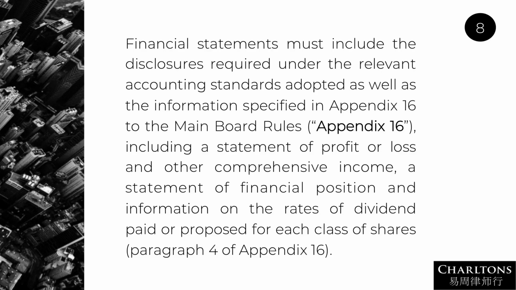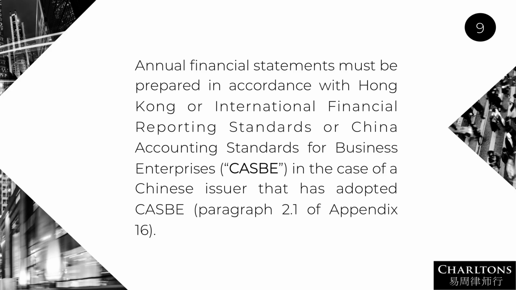Financial statements must include the disclosures required under the relevant accounting standards adopted, as well as the information specified in Appendix 16 of the Main Board Rules, including a statement of profit or loss and other comprehensive income, a statement of financial position, and information on the rates of dividend paid or proposed for each class of shares, paragraph 4 of Appendix 16. Annual financial statements must be prepared in accordance with Hong Kong or International Financial Reporting Standards or China Accounting Standards for Business Enterprises, CASBE, in the case of a Chinese issuer that has adopted CASBE, paragraph 2.1 of Appendix 16.